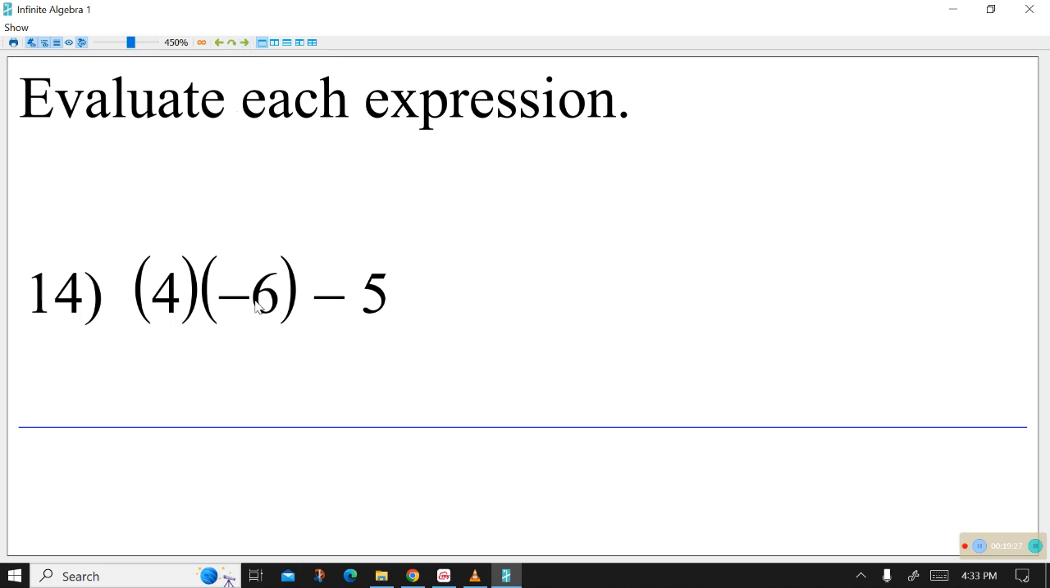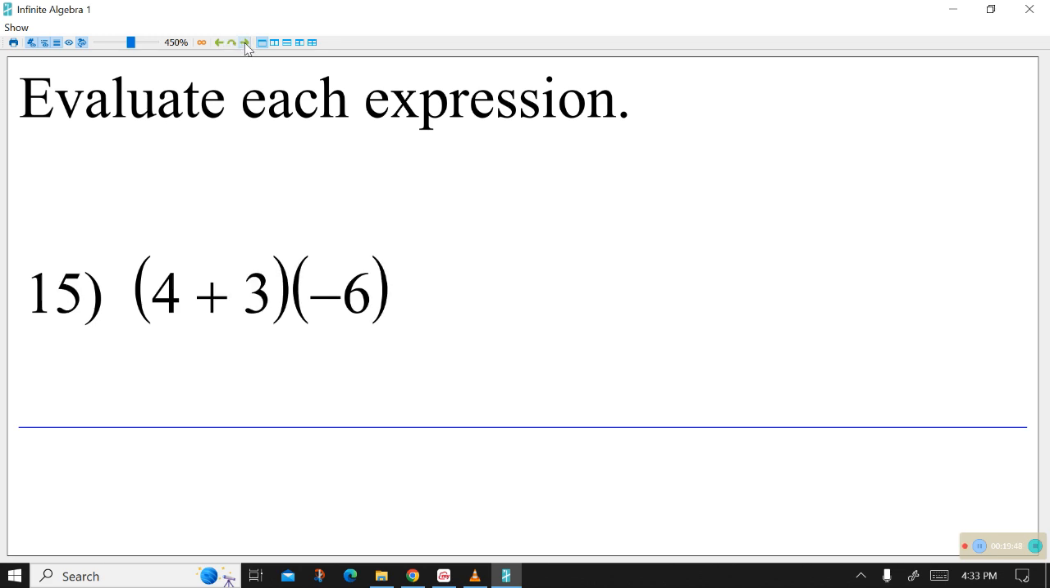For this problem, pause it and try it on your own. Okay, if you're back, the answer should have been negative 29. You should have got 4 times negative 6. It's a positive times a negative, so you would have got negative 24. And negative 24 minus 5 is negative 29.